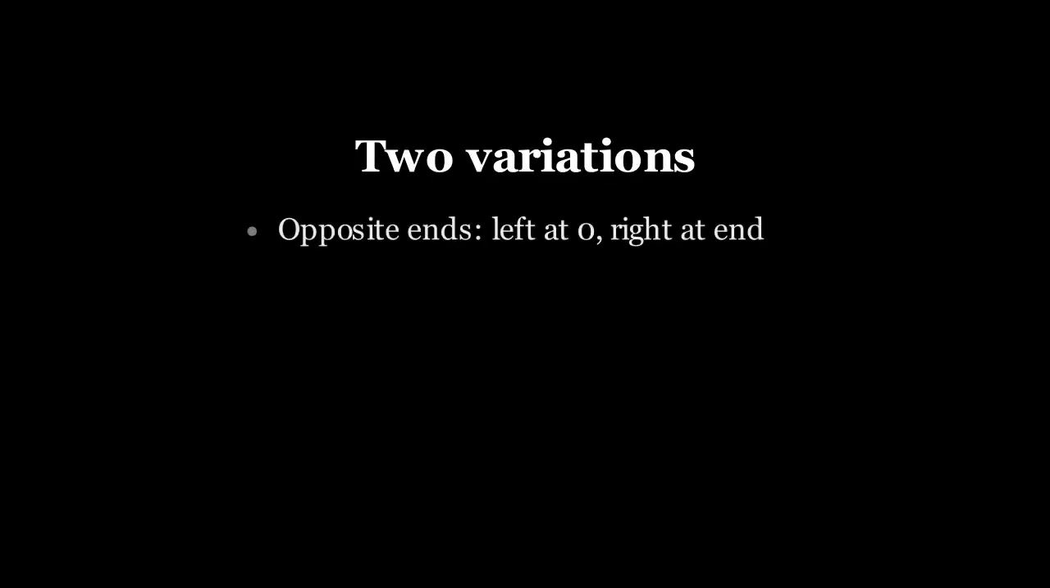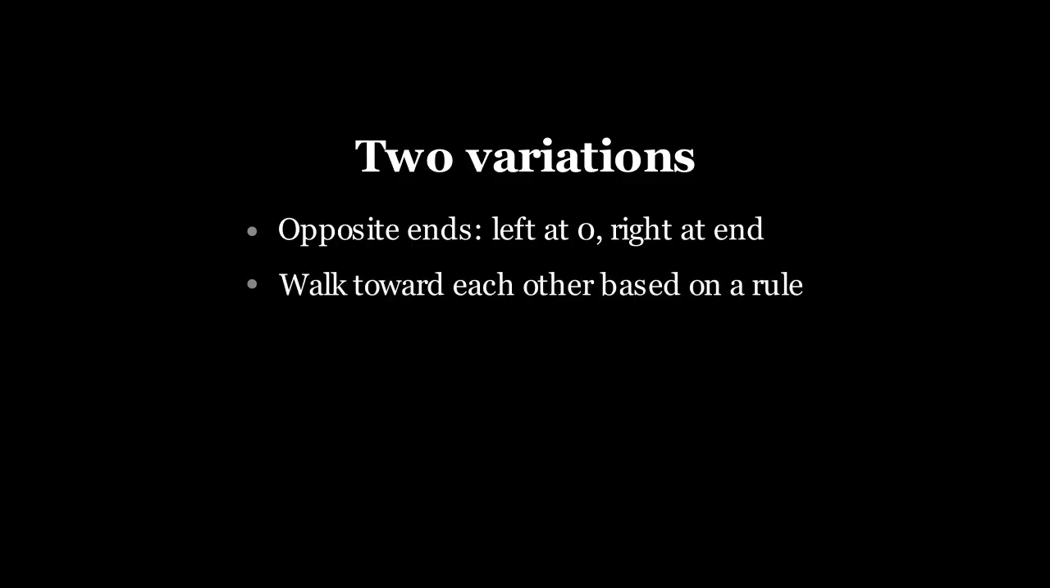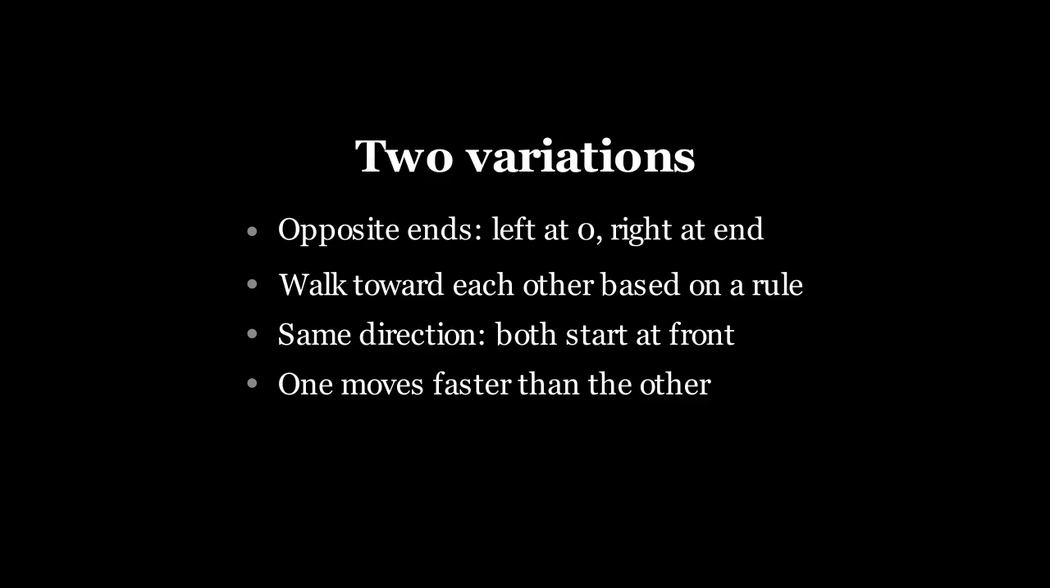The core idea is just this. Instead of nesting two loops, you keep two indices and move them through the array with a rule. Opposite ends. One pointer starts at the front, the other at the back, and they walk toward each other. Same direction. Both pointers start at the front. One moves faster than the other. Either way, you turn an O of n squared brute force into O of n.